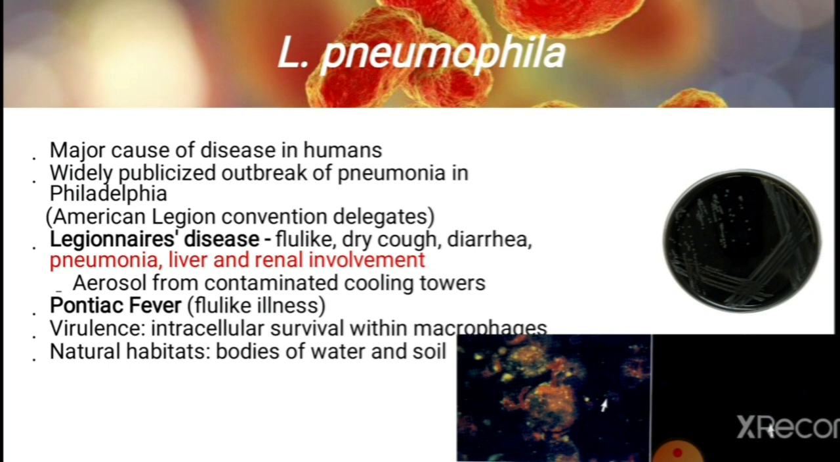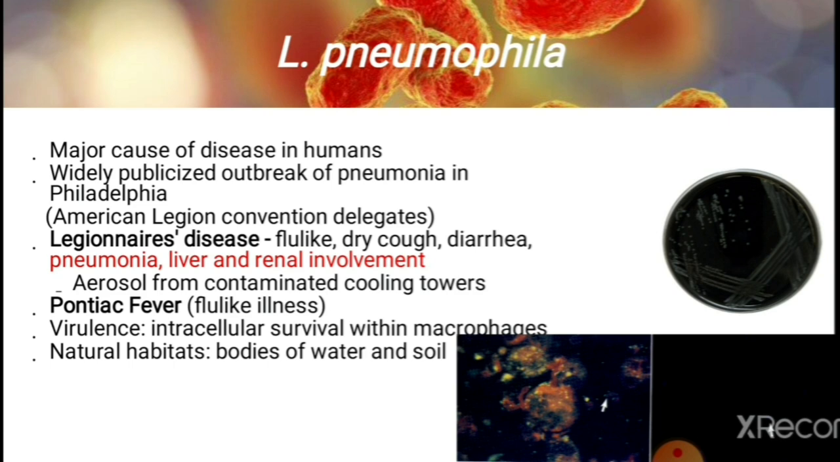Bodies of water, lakes, streams, rivers, especially thermally heated bodies of water, and soil are the natural habitats of our Legionella pneumophila. And then the virulence factors of Legionella pneumophila: we have inhibition of the phagosome-lysosome fusion, which allows for the intracellular growth of our bacteria. They also have endotoxin. They also inhibit generation of bactericidal substances in phagocytic cells. And they also have hemolysin and collagenase.